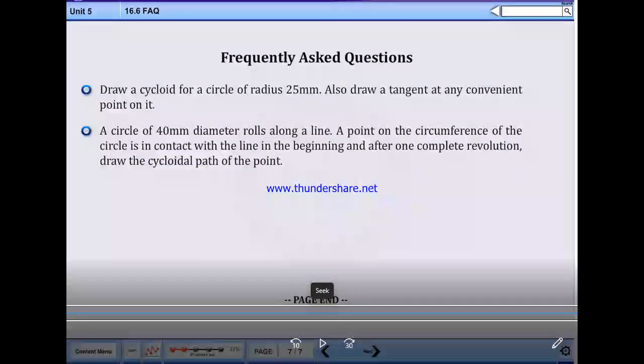Now note down the frequently asked questions. Draw cycloid for circle of radius 25 mm. Also draw a tangent at any convenient point on it. Now the second question also, note down.